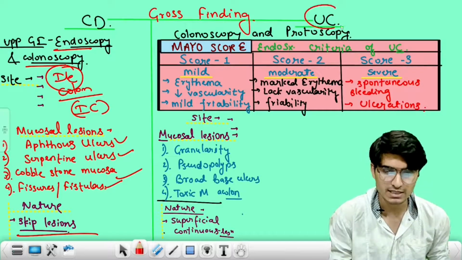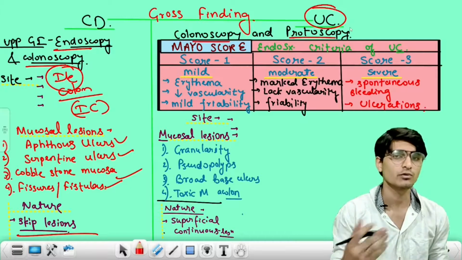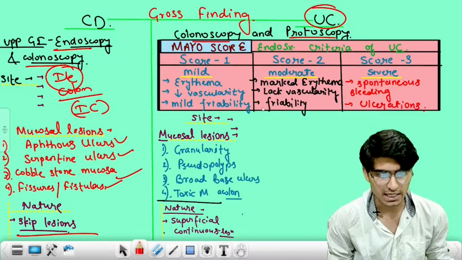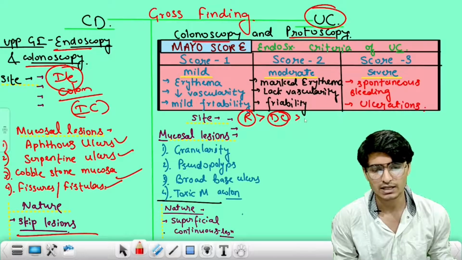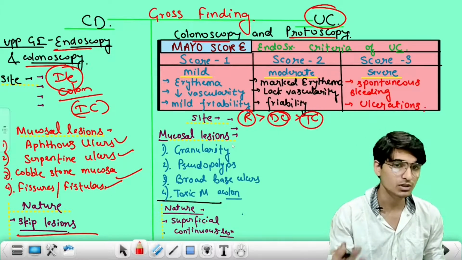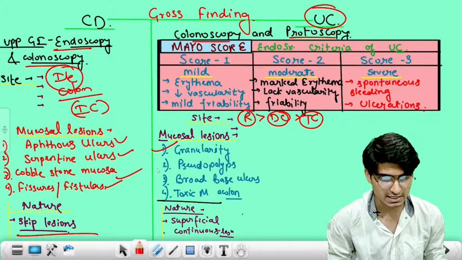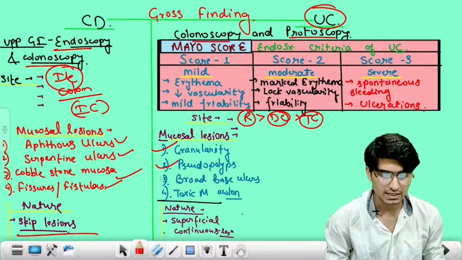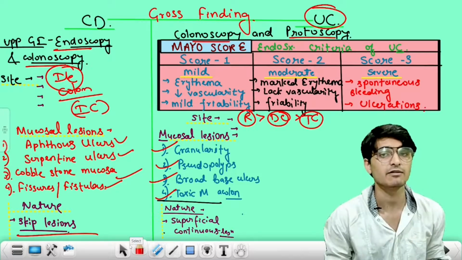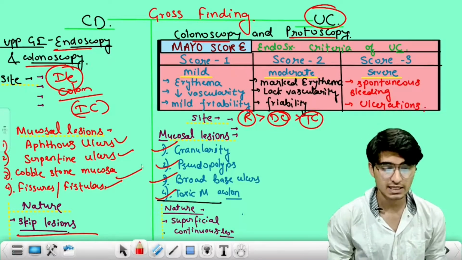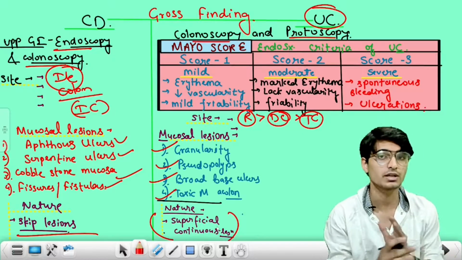And now we will go for the same thing, the endoscopic findings such as the colonoscopy and proctoscopy, since it is involving lower GI more commonly, and then the site, more common site is rectum, and subsequently the descending colon and transverse colon as well, right? And mucosal lesions, we have discussed the fine mucosal granularity first, and second is the pseudopolyps here, and third thing is the broad base ulcers, and the fourth thing is the toxic megacolon. We have discussed all these things right now. Next thing is the superficial ulcers which are continuous in nature.